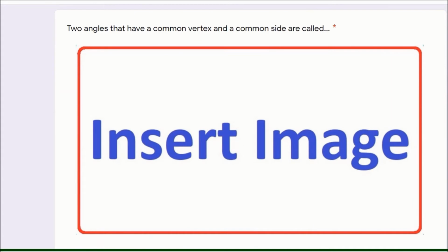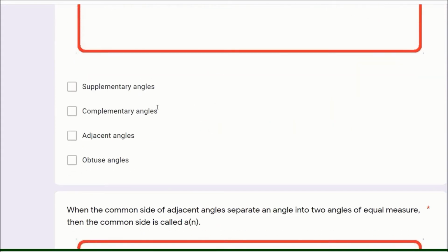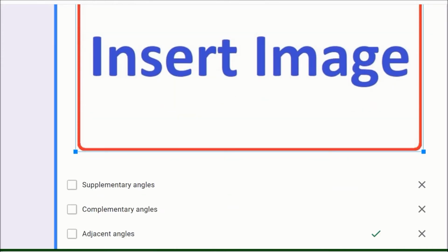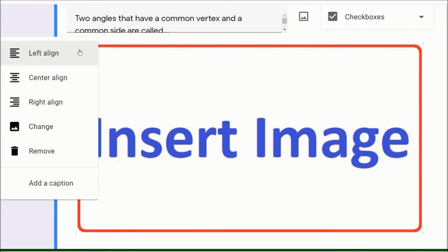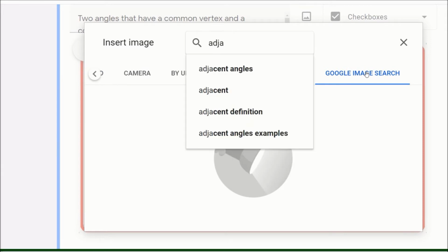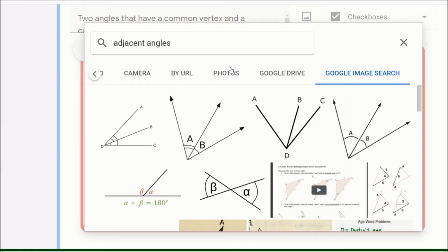Here we're looking for two angles that have a common vertex and a common side. Now we have several of the definitions we know. We have one new word, so we're going to have the students search for the new word. So adjacent angles, here are the images that come up, and I guess you could pick any one of these. We're going to choose this one.